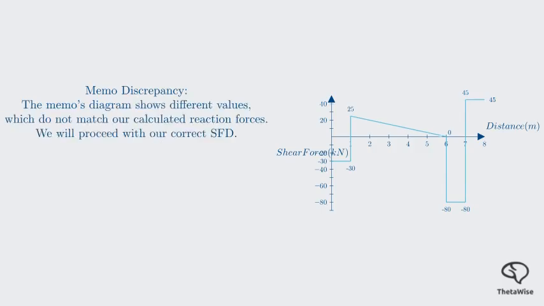The memo's diagram shows different values. It jumps from 35 at B to 20, drops to 45 at C, jumps to 0, and then goes to 40 at E. This is fundamentally different and suggests the reaction forces in the memo's calculation and diagram do not match our problem. We will proceed with our correctly calculated reaction forces and the SFD derived from them. We have now completed drawing the shearing force diagram based on our calculations. This completes our fourth objective.